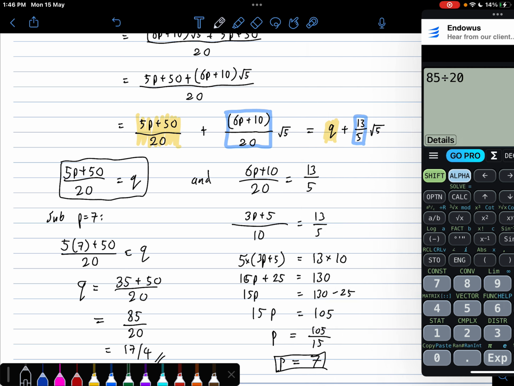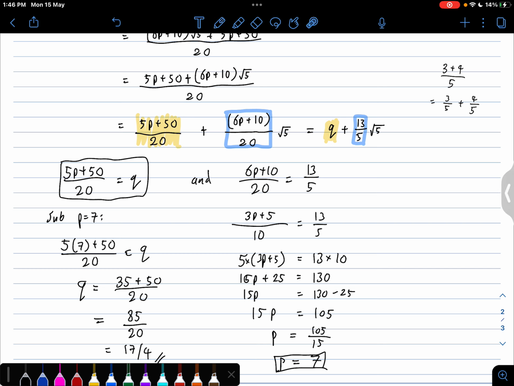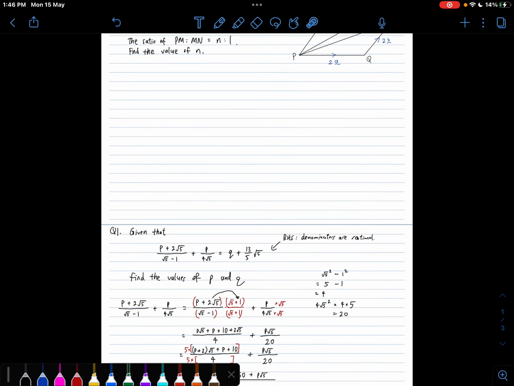Okay, this is comparing coefficients with surds. Rational part with rational part, yellow with yellow. Coefficient of the irrational part with the coefficient of the irrational part, blue with blue. Okay, good. Now let's move on to question 2.